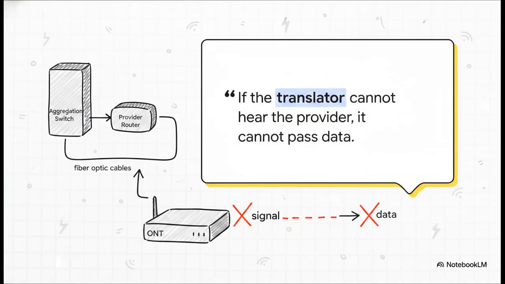I really want to leave you with this crucial quote from our sources today because it perfectly sums up why the ONT is your best friend out there. The ONT is the translator. If the translator cannot hear the telecom company, it cannot pass any data. It really is the ultimate gateway. Everything upstream, that aggregation switch, the provider router, the miles and miles of fiber optic cables, all of it completely relies on this single device successfully hearing the signal and passing it along to the customer.